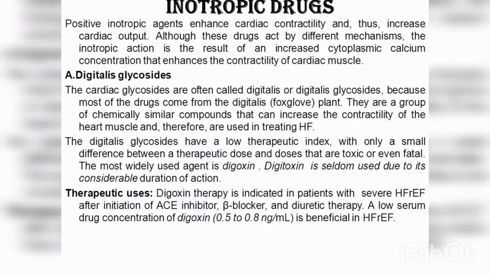Number 8. Digitalis glycosides. The cardiac glycosides are often called digitalis or digital glycosides because most of the drugs come from the digitalis foxglove plant. They are a group of chemically similar compounds that can increase the contractility of the heart muscle and therefore are used in treating heart failure. The digitalis glycosides have a low therapeutic index, with only a small difference between a therapeutic dose and doses that are toxic or even fatal.